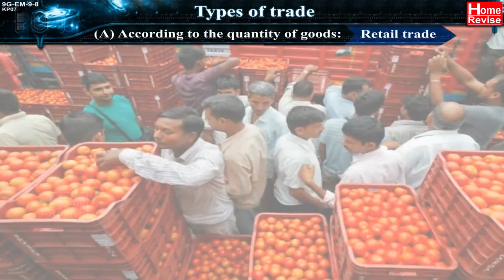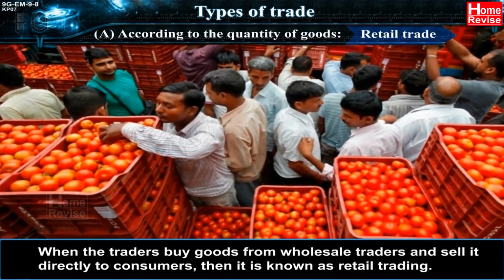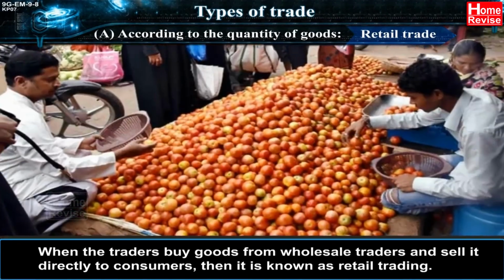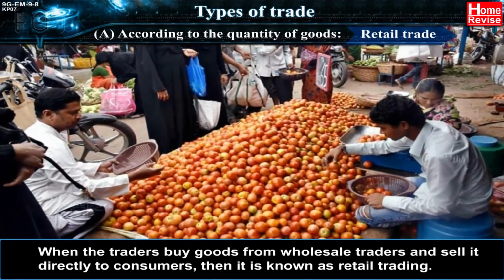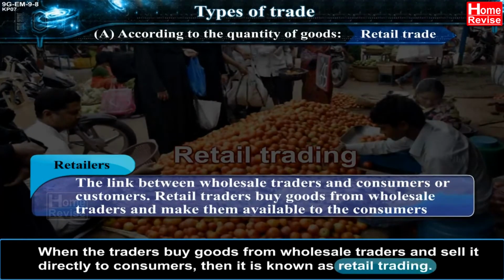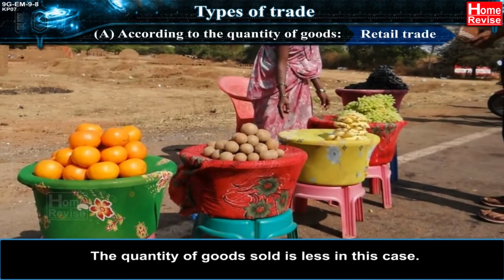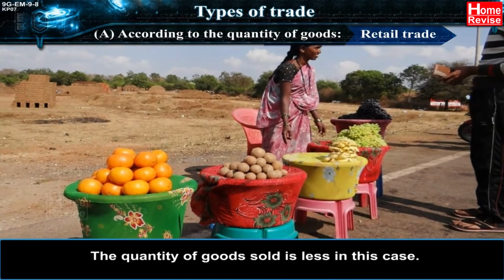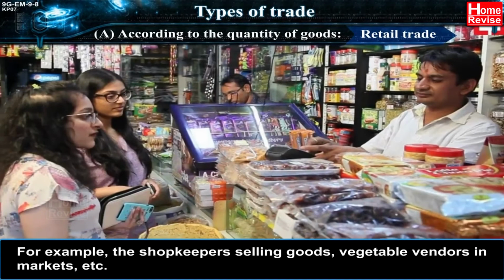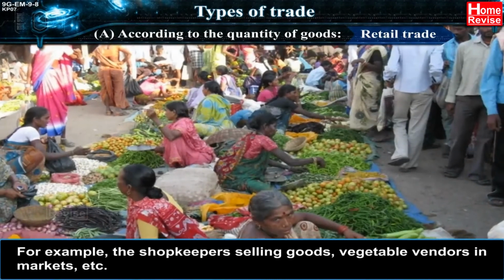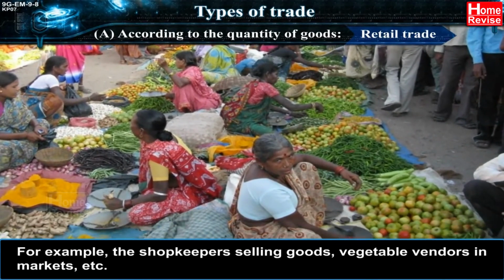Retail trade. When the traders buy goods from wholesale traders and sell it directly to consumers, then it is known as retail trading. Retailers are the link between wholesale traders and consumers or customers. Retail traders buy goods from wholesale traders and make them available to the consumers. The quantity of goods sold is less in this case. For example, the shopkeepers selling goods, vegetable vendors in markets, etc.